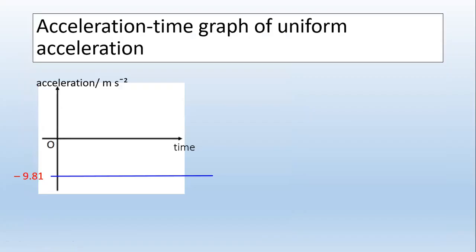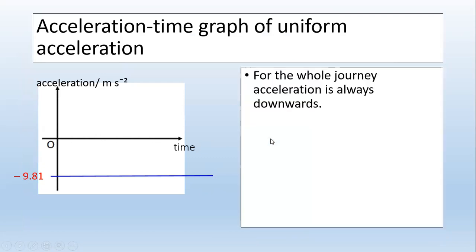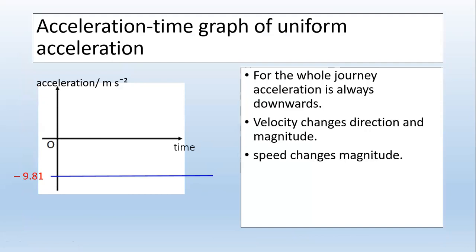So we are asked to draw a graph. There's a graph that we draw: 9.81, always the same throughout the whole journey. Acceleration-time graph for uniform acceleration. For the whole journey, the acceleration is always downwards. Velocity changes direction and magnitude, that's all. Speed changes in magnitude.